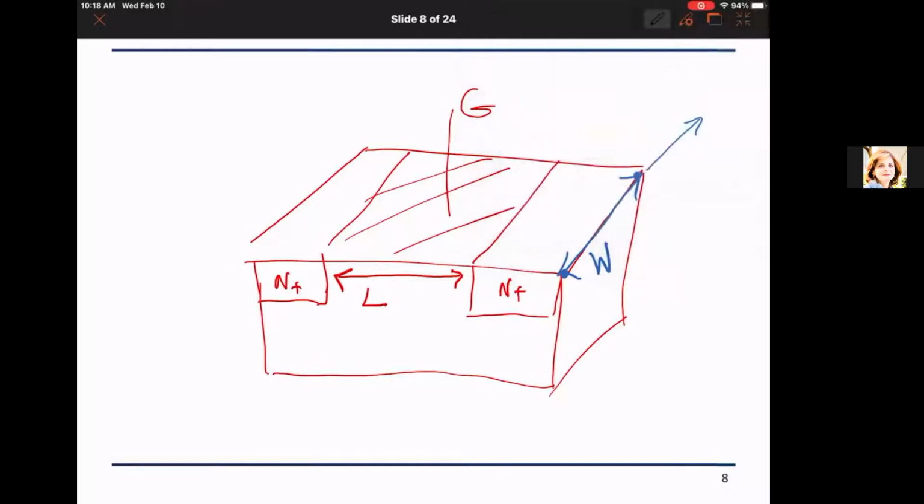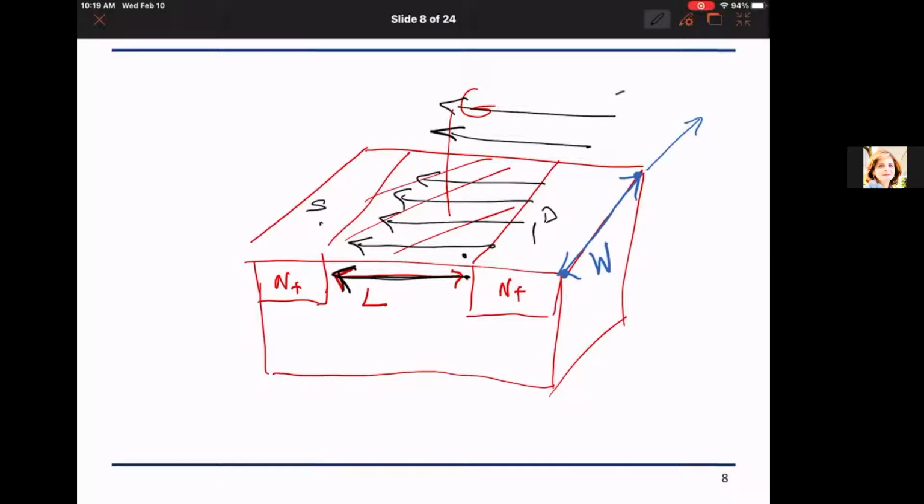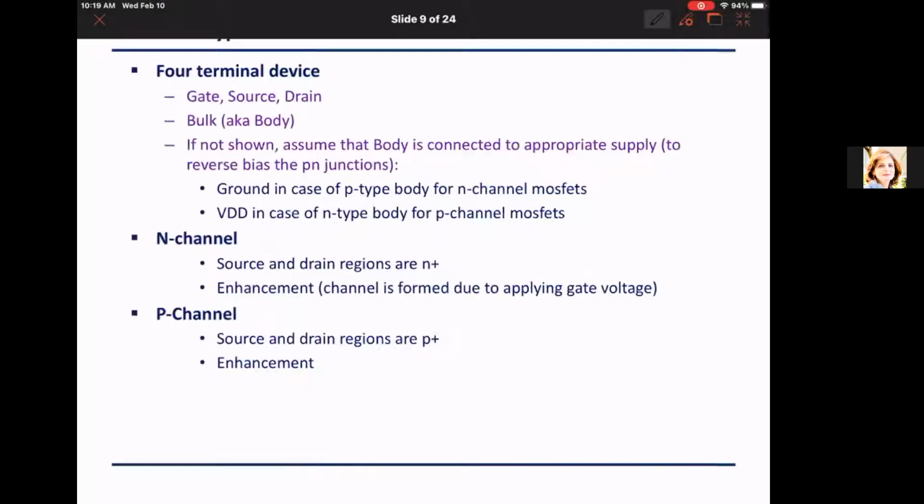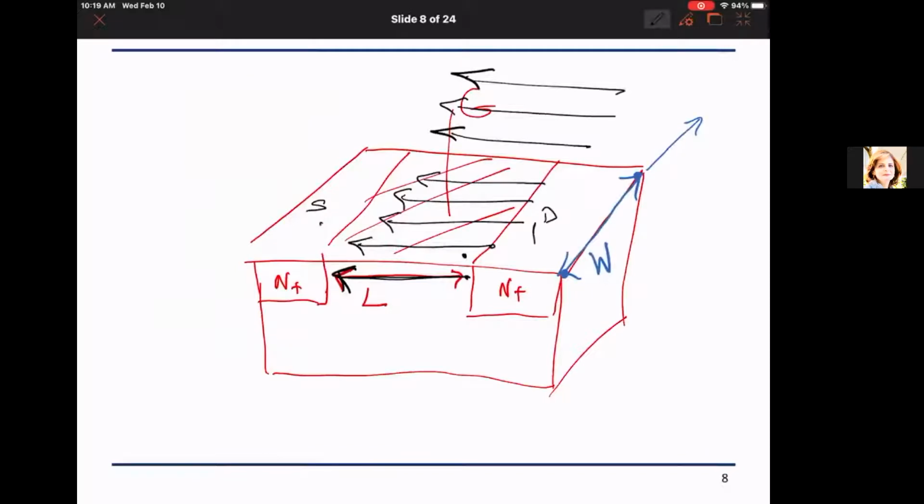The current flows from underneath this across the channel. If this was D and this was S in the NMOS, it's going to flow from the drain to the source. These are all under the gate. If the device is wider, I will have more current flowing across my device. Okay, so the current is proportional to the width.